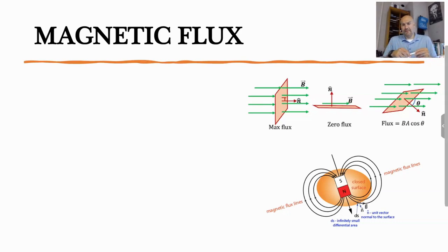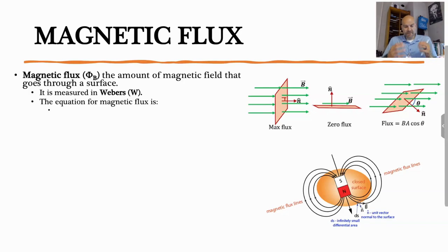Here in this video, we're going to talk about magnetic flux. So we've talked about electric flux, so it's going to be a very similar concept. The idea of magnetic flux is simply the amount of a magnetic field that goes through a particular surface. It's measured in Webers, named after Wilhelm Eduard Weber, a German physicist who worked with Carl Friedrich Gauss on many concepts.